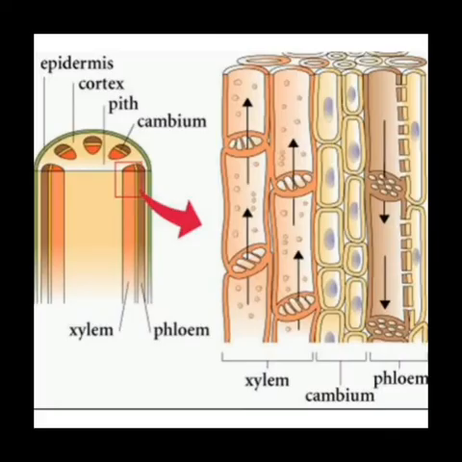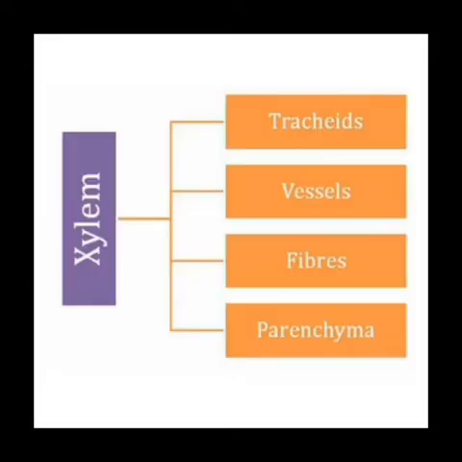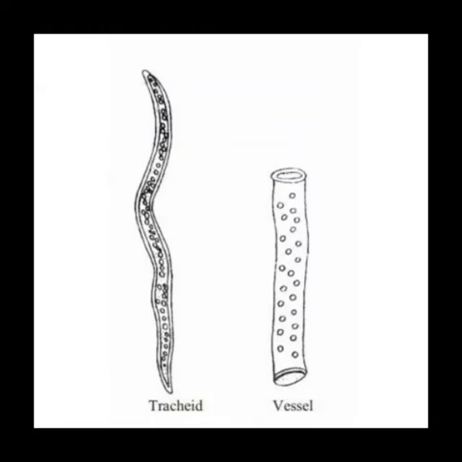First, we are going to study xylem. The plant tissue xylem is formed of 4 different types of cells. These are called the elements of xylem. These 4 elements or cells are xylem tracheids, xylem vessels, xylem fibers and xylem parenchyma. Among these, xylem tracheids and xylem vessels are the main conducting tissues.